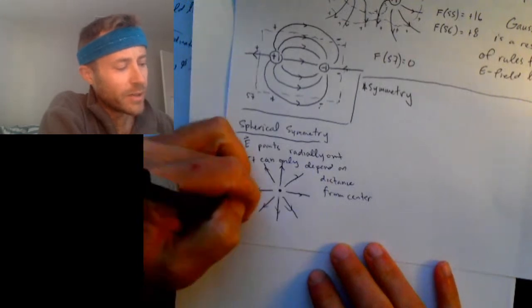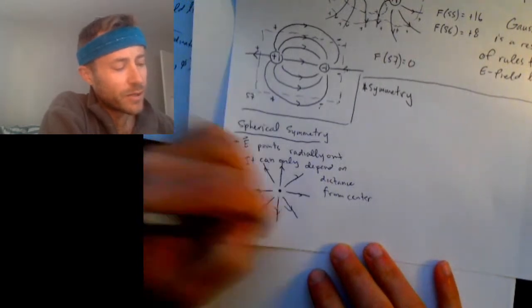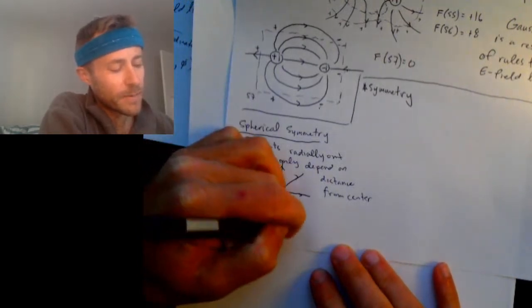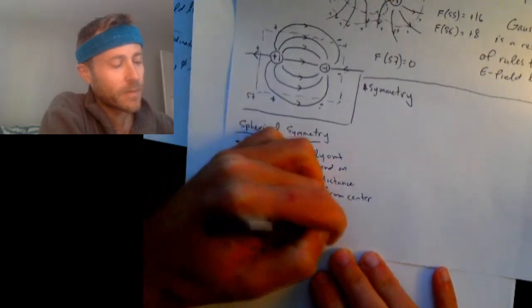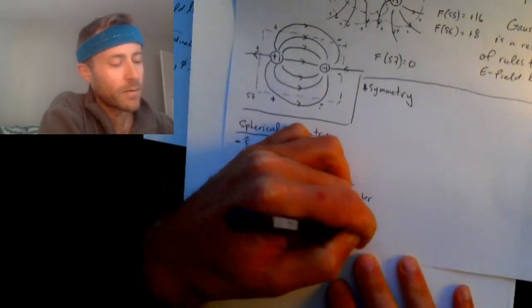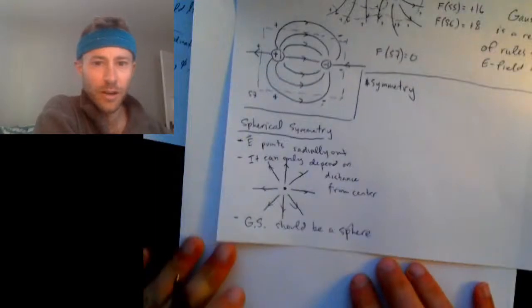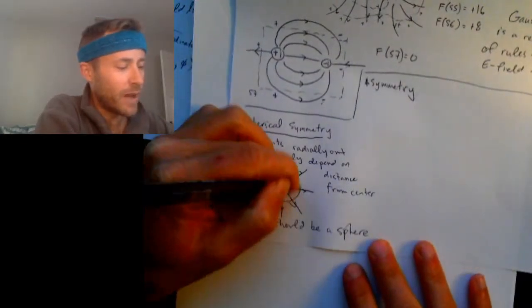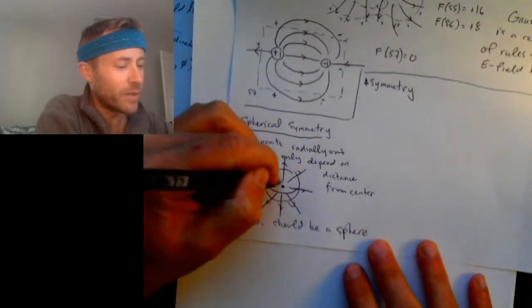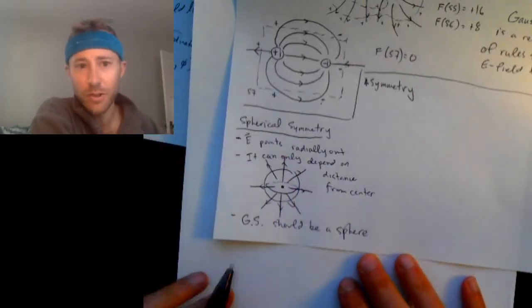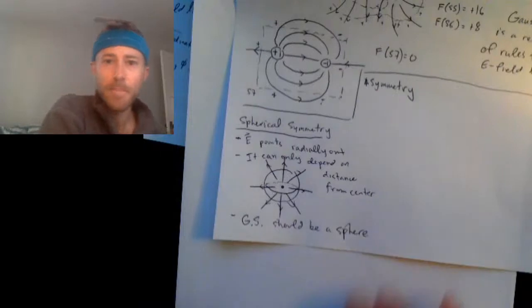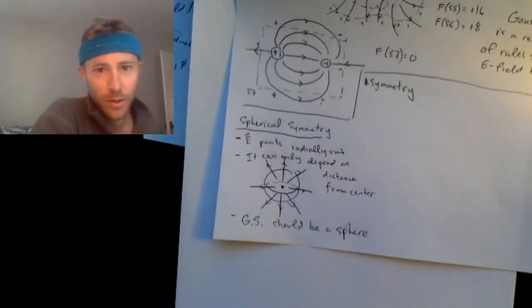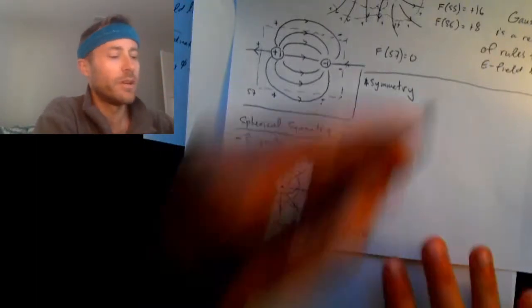So when you have spherical symmetry, your Gaussian surface should be a sphere. We would take our Gaussian surface and put the center of the Gaussian sphere at the center of the charge distribution. So that's if you have spherical symmetry.